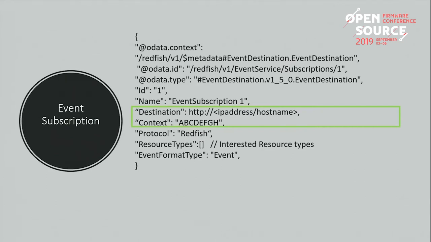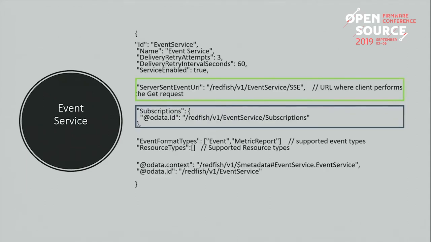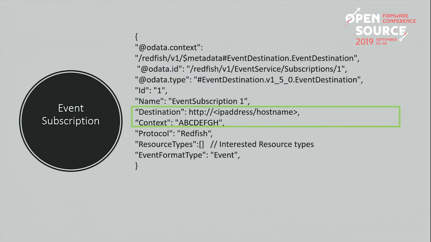Resource type: in an event service, it was telling what the supported resource types are. In a subscription, the client can say, from the supported resource types, I am only interested in a certain resource type. And the event format type: the client can say, I am only interested in an event, I'm not interested in a metric report. So this is event subscription.